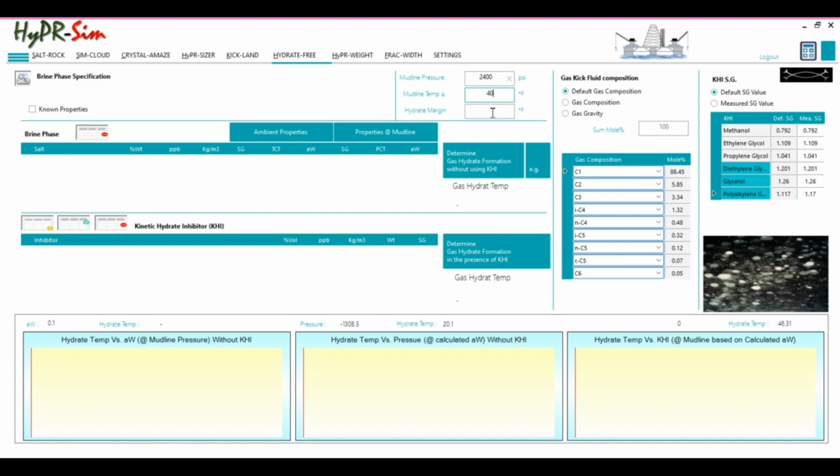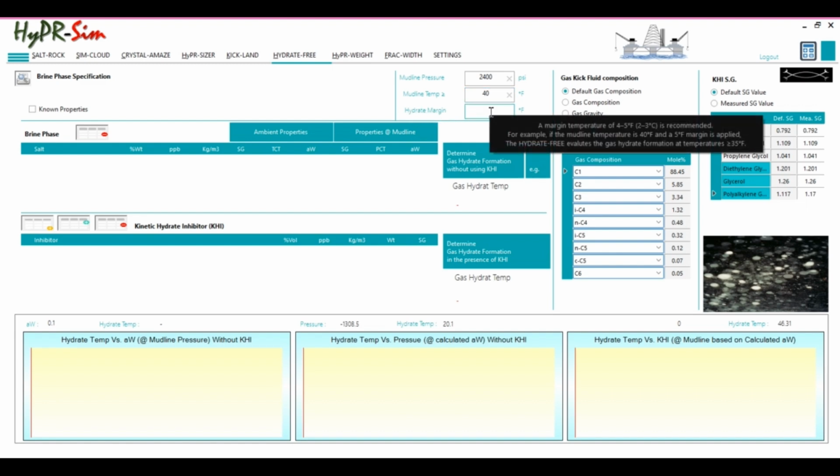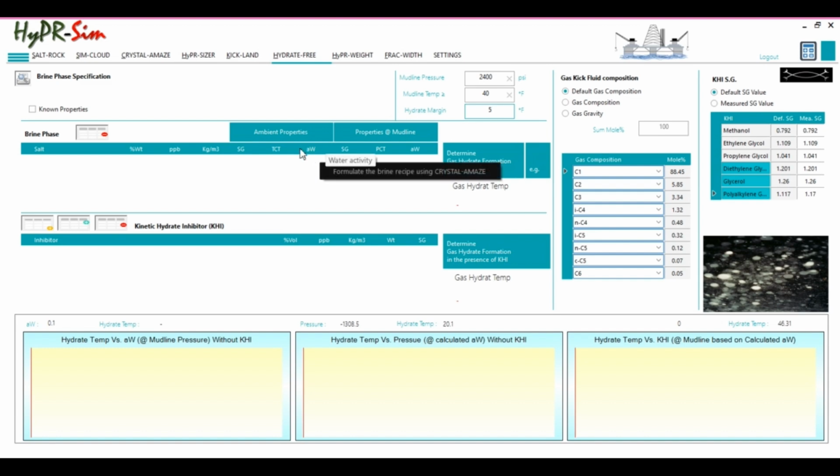Hydrate safety margin. The hydrate safety margin is set at 5 degrees Fahrenheit in this demonstration, meaning we aim to avoid gas hydrate issues even at temperatures as low as 35 degrees Fahrenheit. Water activity and brine selection. Reducing the water activity of the brine in the drilling fluid suppresses the challenges of managing gas hydrate issues.